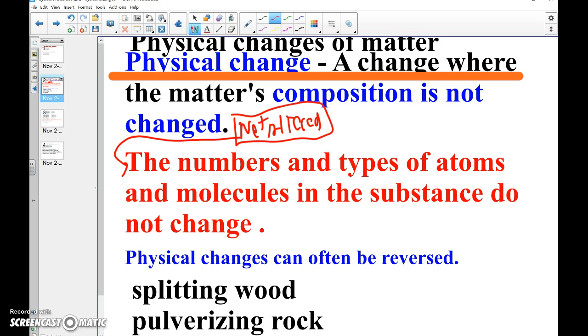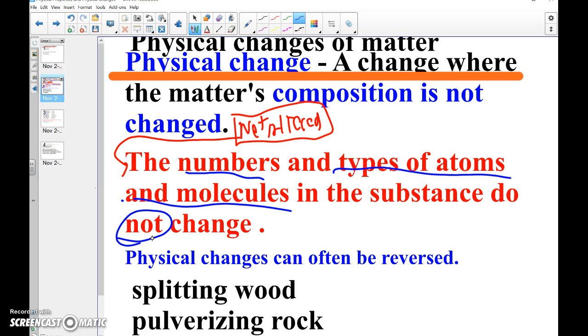If I have water undergo a physical change, when I'm done with it, it's still water. If I have a log, which is made up of all kinds of carbohydrates and lipids and probably some water, all right, if it undergoes a physical change, when it's done, it's still made up of carbohydrates and lipids and some water, all right? That's really important. The idea that the numbers and types of atoms and molecules do not change. They do not change. That's the key for a physical change. Is the substance still made of the same atoms and molecules?